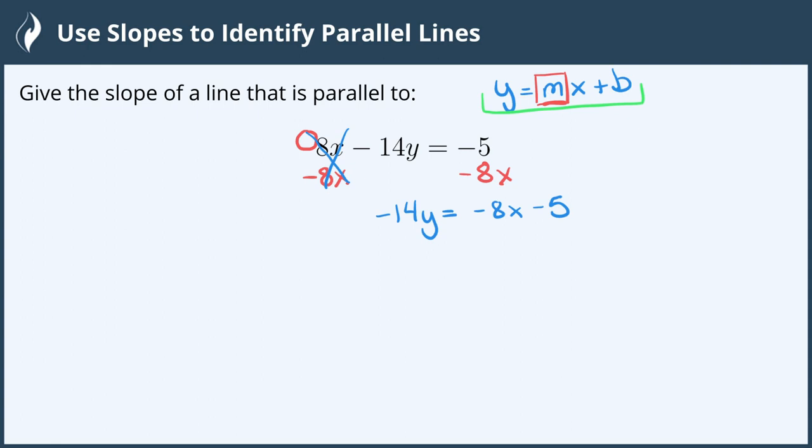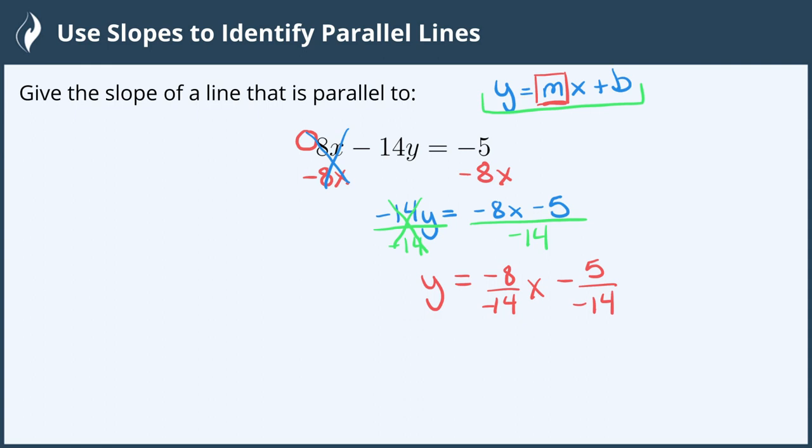y is being multiplied by negative 14, so we'll divide by negative 14 to negate that. And again, we'll have to do that on the right side of the equation to keep the equal sign balanced. On the left, negative 14 divided by negative 14 is positive 1, and positive 1 times y is just y, so we can say that it just cancels out. And then on the right side, we have two terms, both being divided by the negative 14. So let's go ahead and separate that out so that we end up with negative 8 over negative 14 x minus 5 over negative 14.